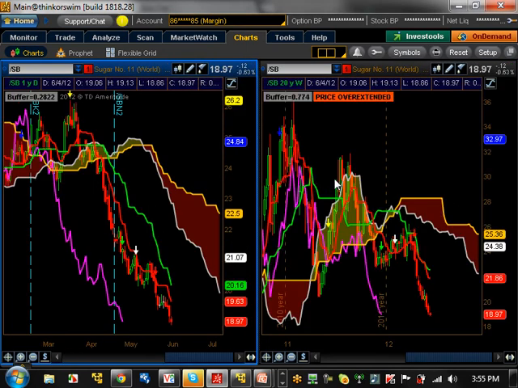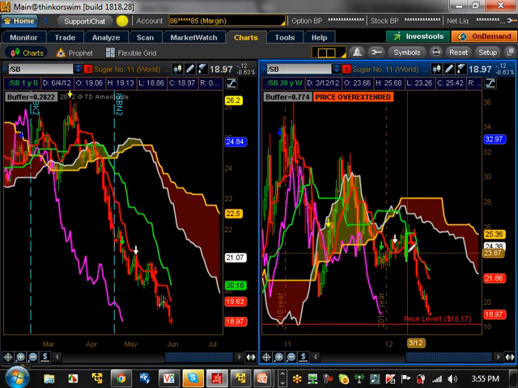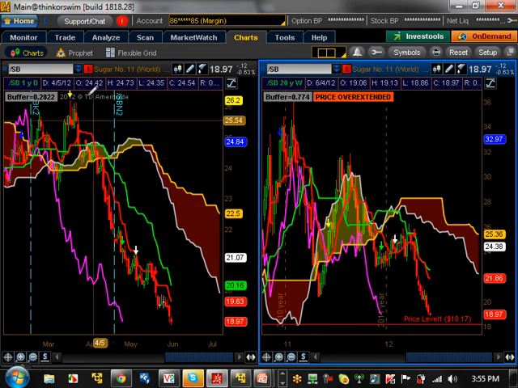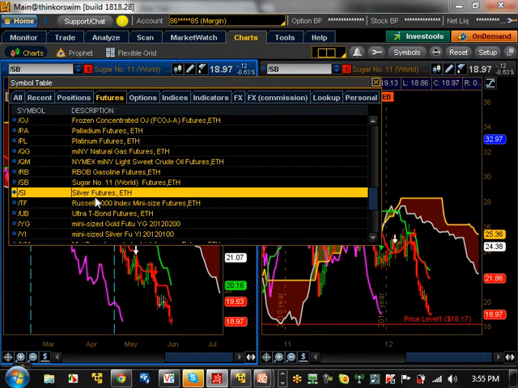Sugar, this has been another great trade, going down, down, down. You could see it's still going down, down, down. We're looking for it to get to about roughly 18.17, so a couple more points, and I think at that point this thing will be pretty much over.